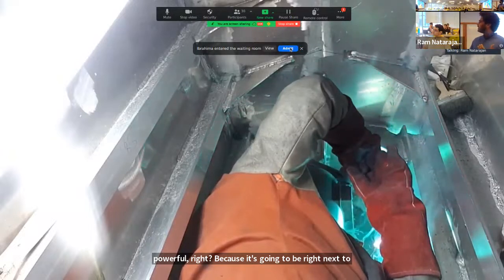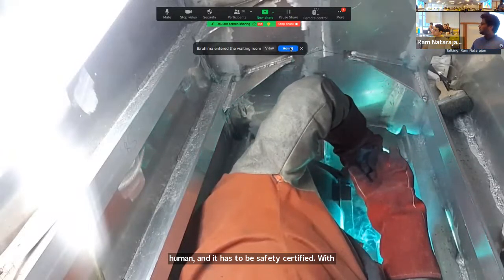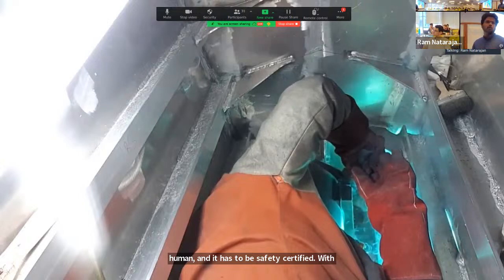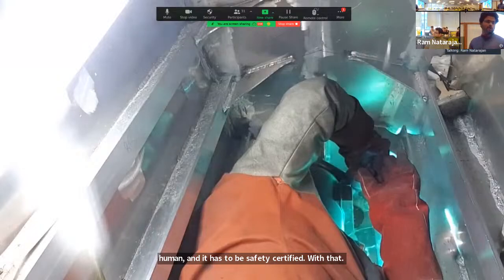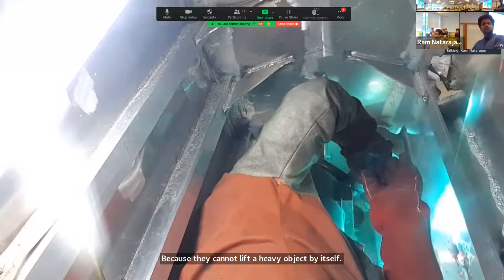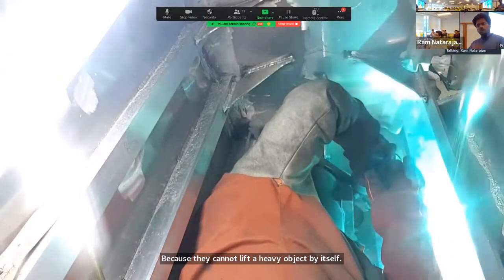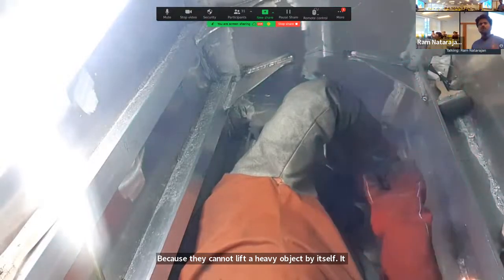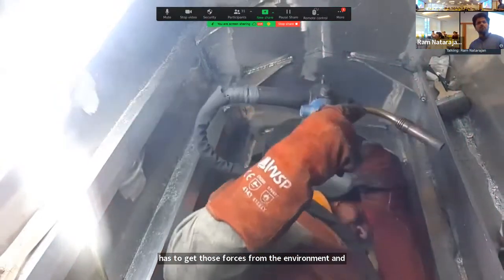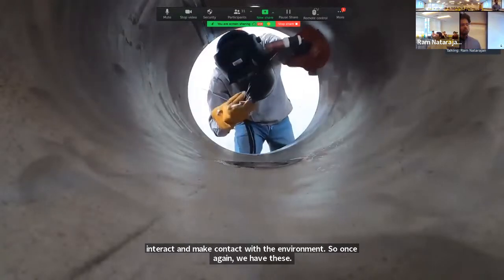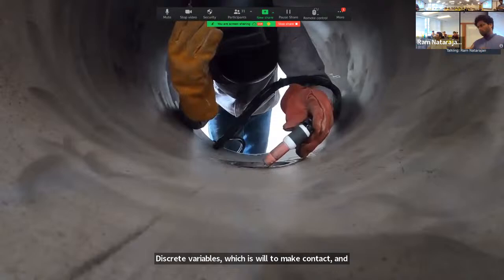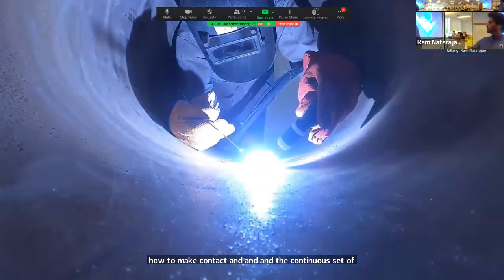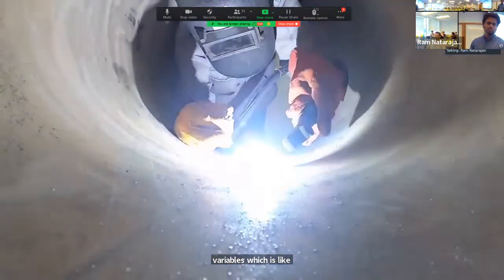With that, you have to once again have these robots interact with the environment to do the heavy task, because they cannot lift a heavy object by themselves. They have to get those forces from the environment and make contact with the environment. So once again, we have a discrete set of variables, which is where to make contact and how to make contact, and a continuous set of variables, which is optimizing, generating, and moving through these contact locations.